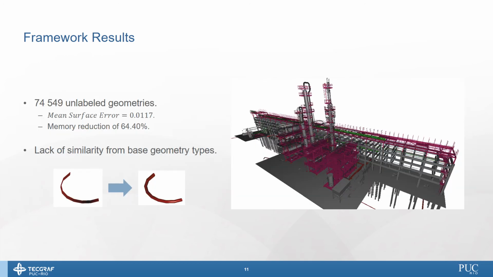Finally, we use the same base geometry types to optimize a different model, and the result was not as good as the previous one, due to the lack of similarities from the base geometry types. The misclassifications were pruned by the acceptance error.